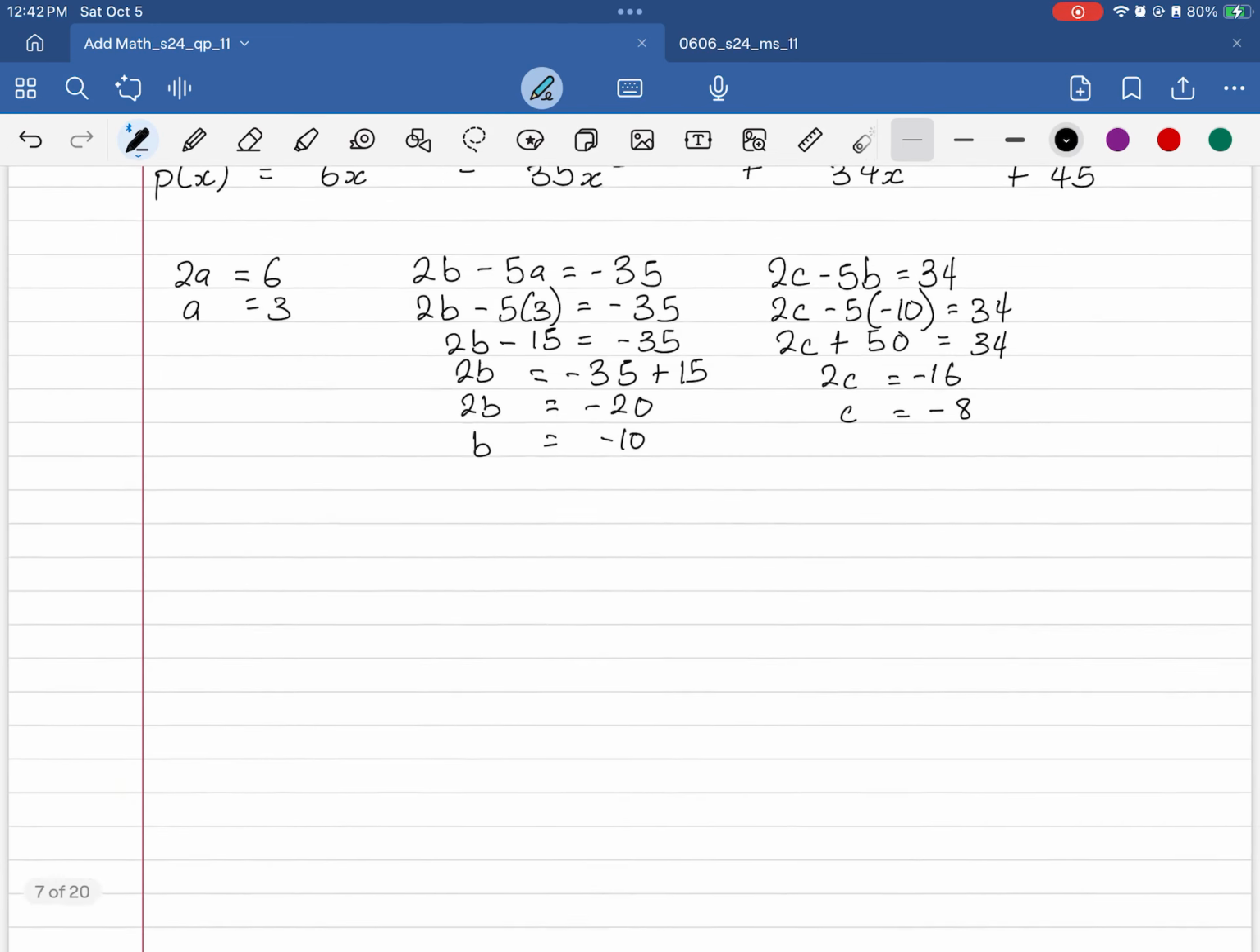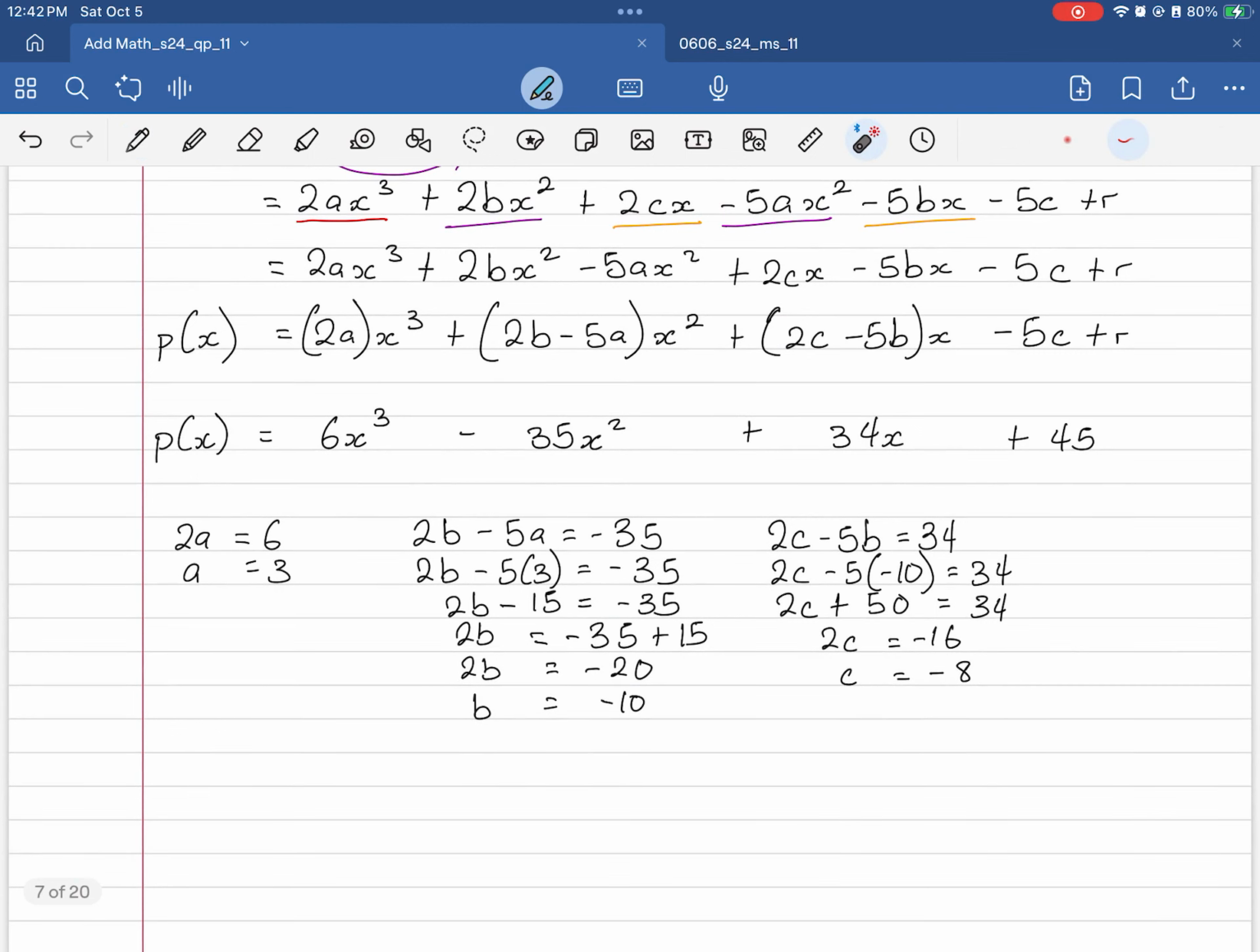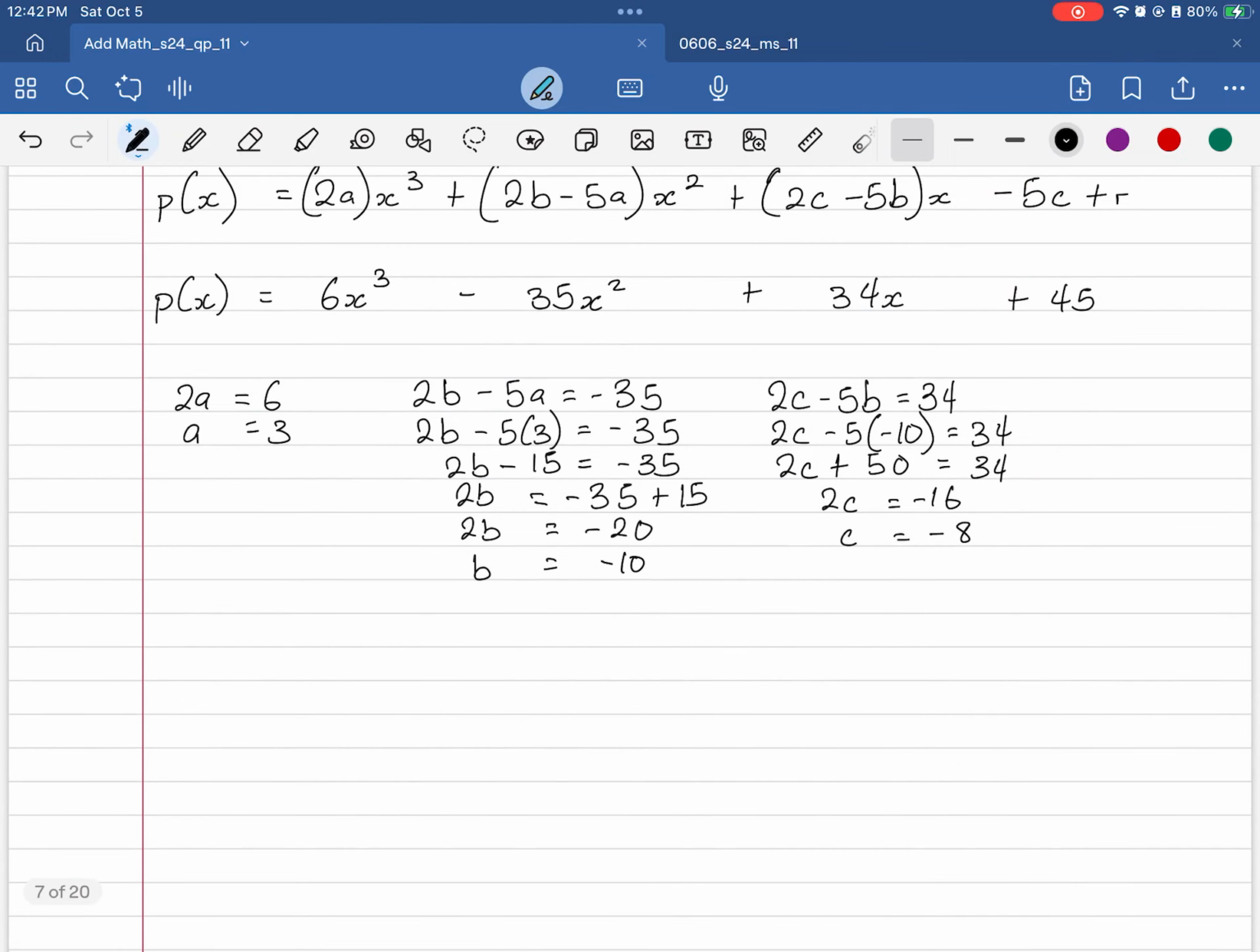Now for the last part, I'm going to do this part now. I have c. Now I'm going to look for r. So r, we have that 5 minus 5c plus r equals 45. And c is minus 8. So minus 5 times minus 8 plus r equals 45. Minus 5 times minus 8 is 40. So 40 plus r equals 45. R is 5.